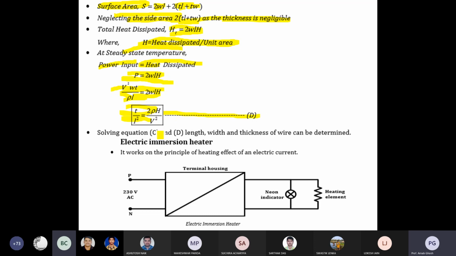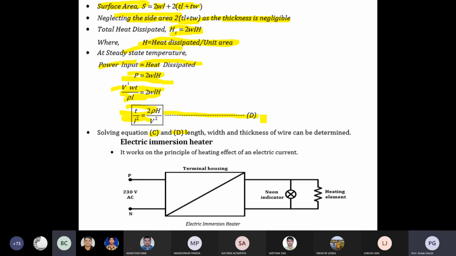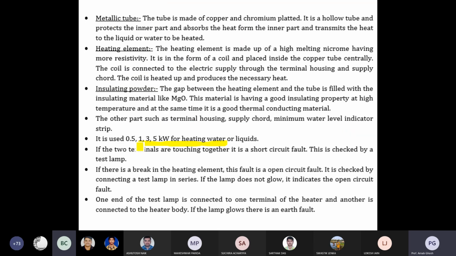These all are the equations. Now solving equations C and D. That equation C, this one is your C and D. The length, width and thickness of the wire can be determined. Electric immersion heater, those are the fundamental things.